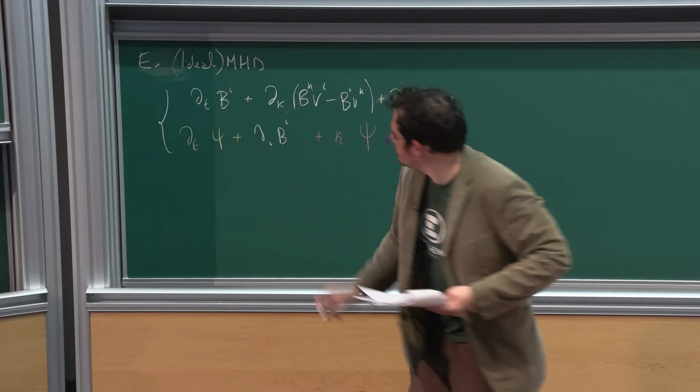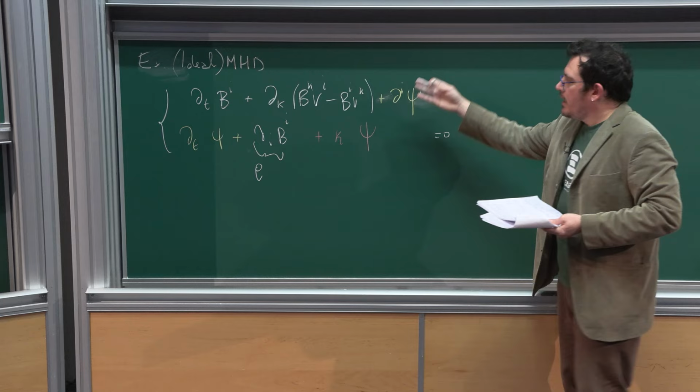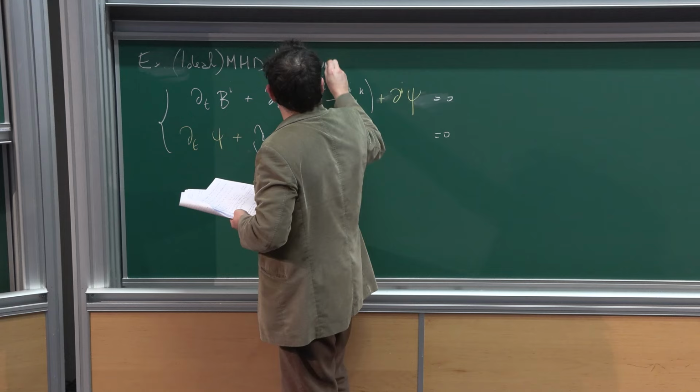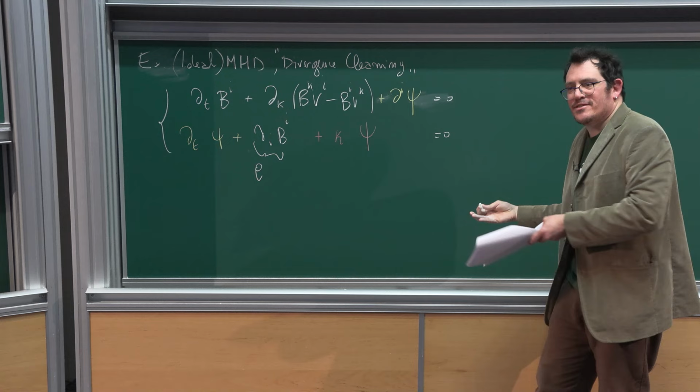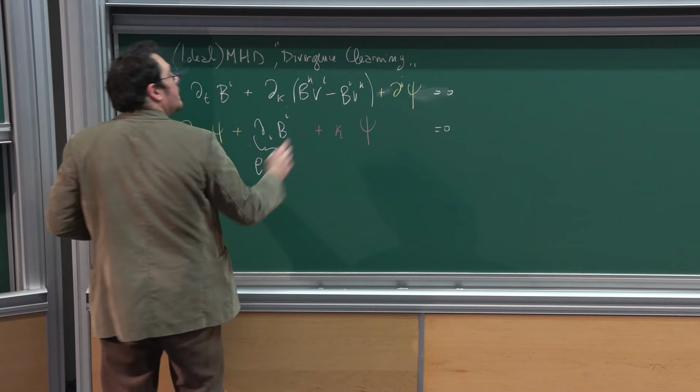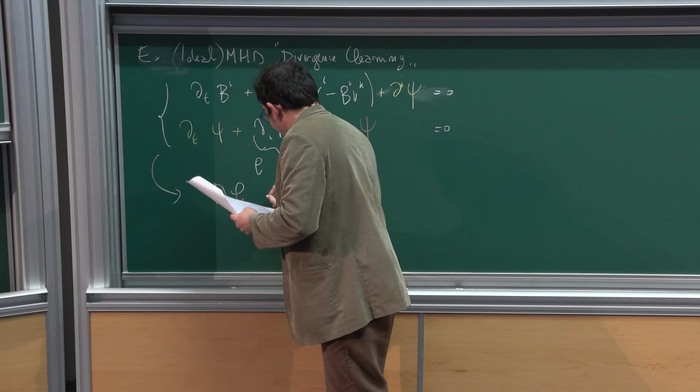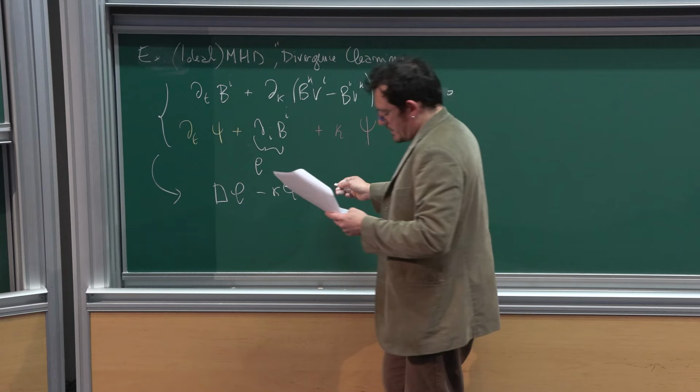Okay, so C equals zero is our constraint. In this extended formulation, which is called divergence cleaning, because it cleans the divergence using a hyperbolic equation, you can prove exactly the same thing that happens there. So you can prove that the constraint solves a box type of equation. And if you have the damping term, if you have this kappa term, you precisely have this kappa term here.